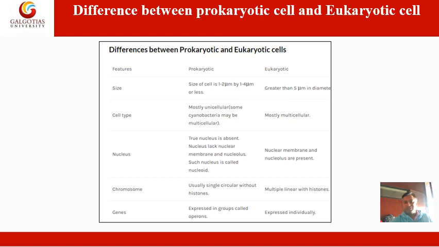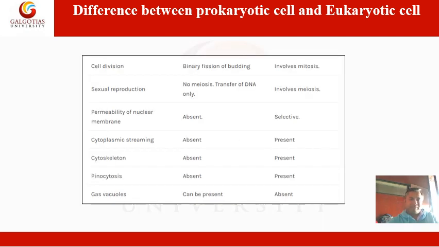The operon is present in prokaryotes, especially in bacteria, but it is not expressed in human or eukaryotic cells. There are many differences. You can see here the permeability barrier, which is absent in eukaryotes and selective in prokaryotes. Cytoskeleton is present in eukaryotes and absent in prokaryotes. A gas vacuole is absent in eukaryotes while present in prokaryotes.